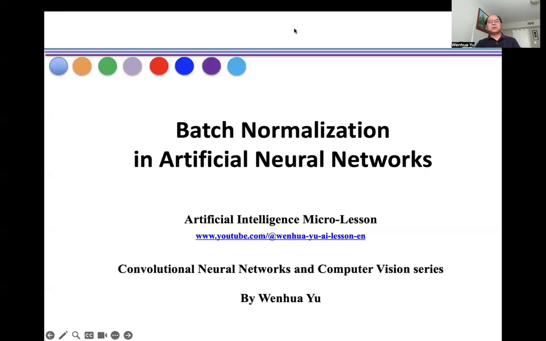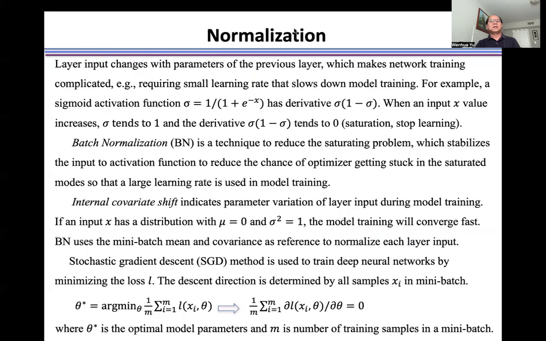In this video, I introduce batch normalization in artificial neural networks. Layer input changes with the parameters of the previous layer, which makes the network training complicated. For example, it requires a smaller learning rate, which slows down model training.